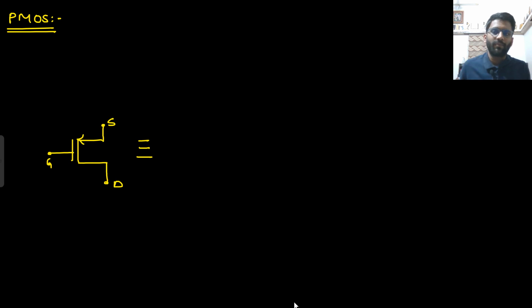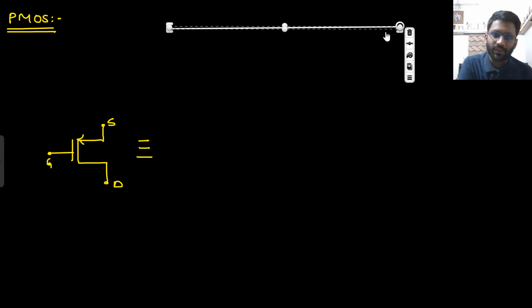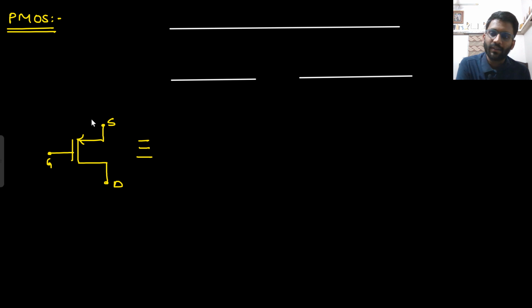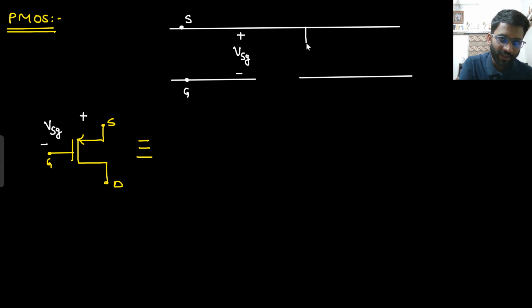Same thing we are going to do for PMOS. So what do you do for PMOS? Source will be the common one. Here the source is at higher potential and the gate is at lower potential, so we will have VSG potential. Whatever VSG potential you have, based on that potential, between source and drain you will have a current. That is GM VSG.